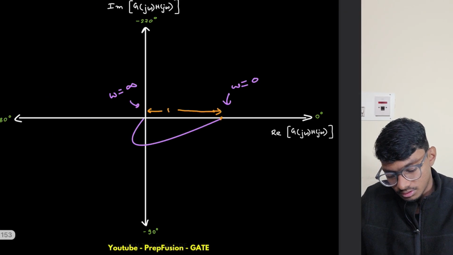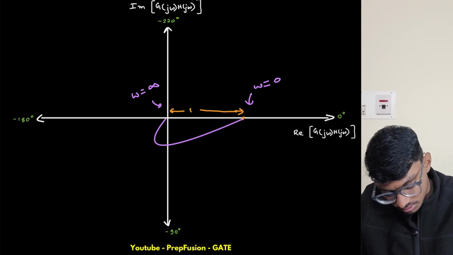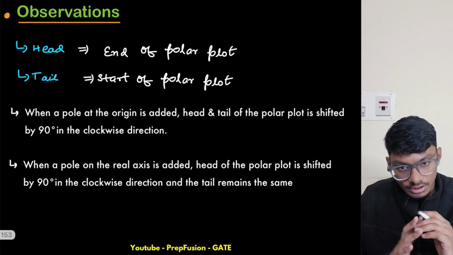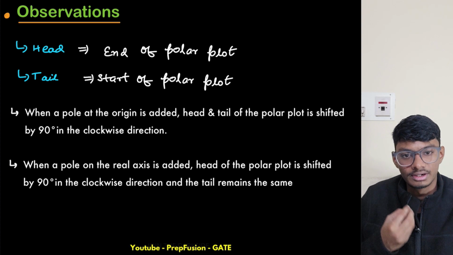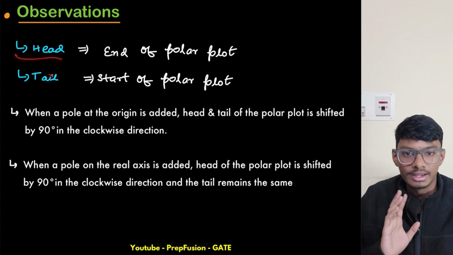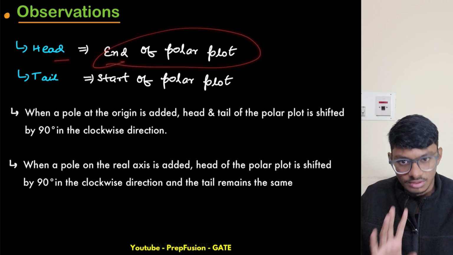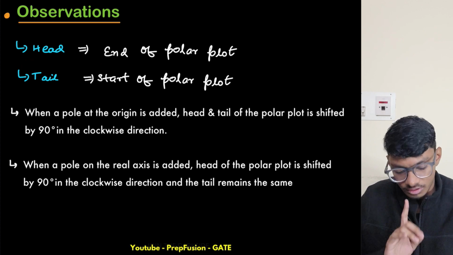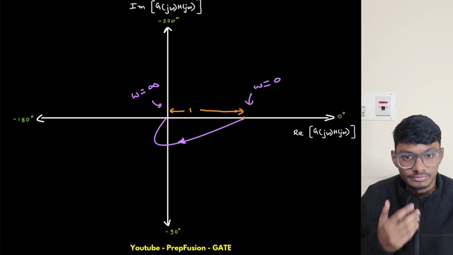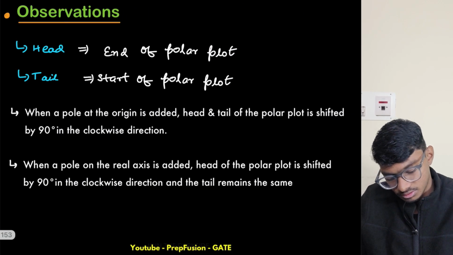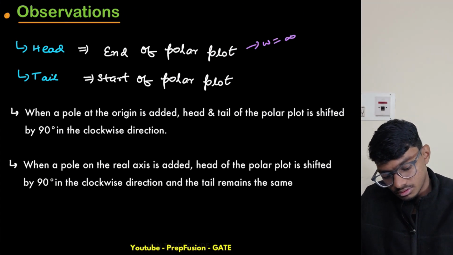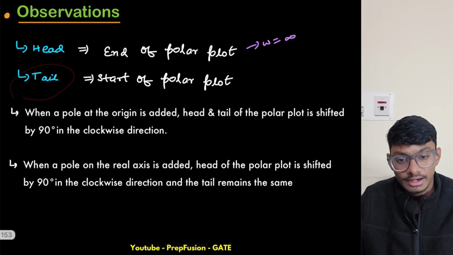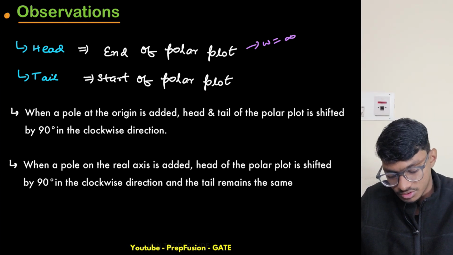And now let's understand a few things. My plot is going from here to here. Now I'm giving you a few terminologies to better understand this topic. So what is the head? Head is the end of the polar plot. This is just a terminology, not any concept, right? So wherever my polar plot is finishing, basically at omega equals infinity, that point is known as the head. So this is the head of the polar plot. And what is the tail? Tail is the start of the polar plot, basically at omega equals 0.